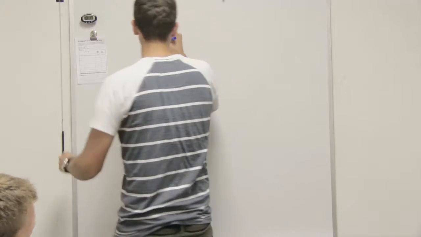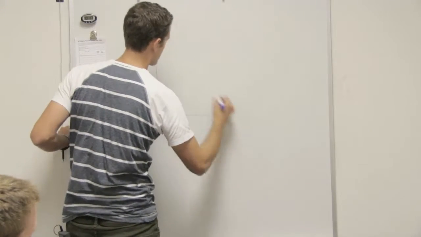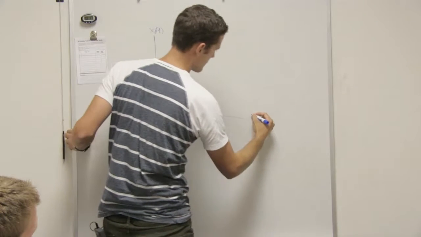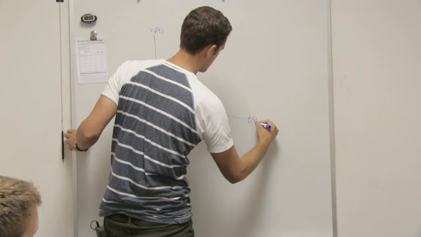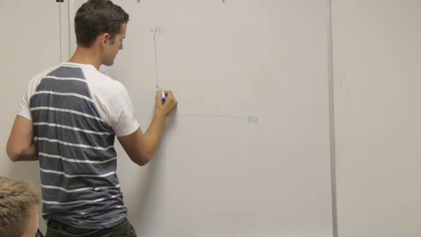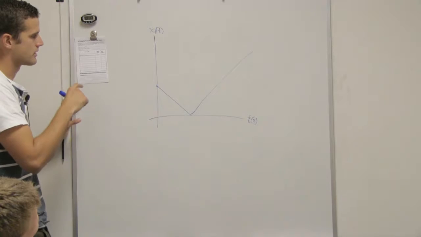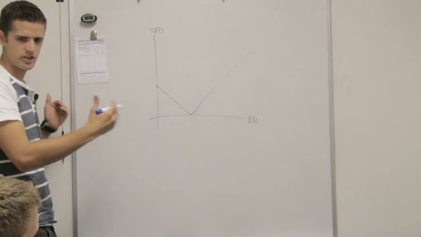I'm gonna just draw it really fast. I'm not gonna put the numbers on there, but you've got x in feet, and then this is time in seconds. It kind of starts up here and goes this way, and then it takes off this way. So it's kind of hard to see because you're looking at a graph.